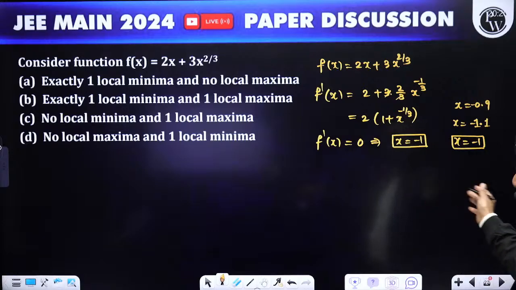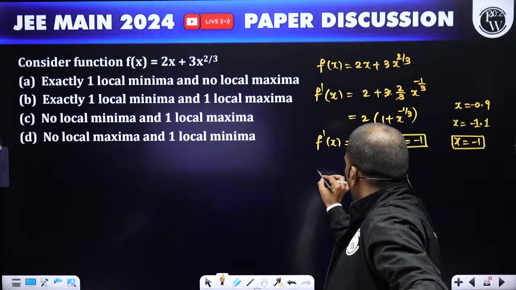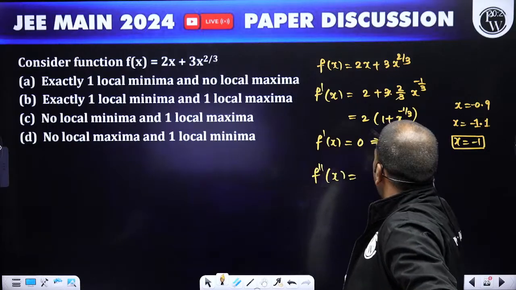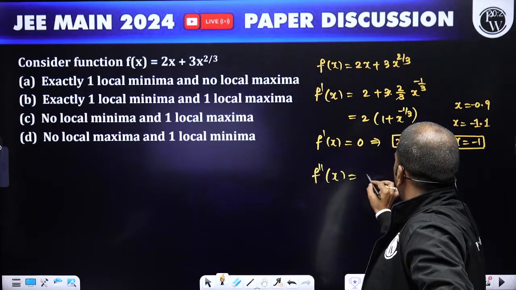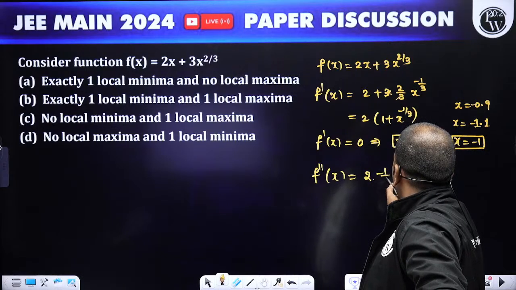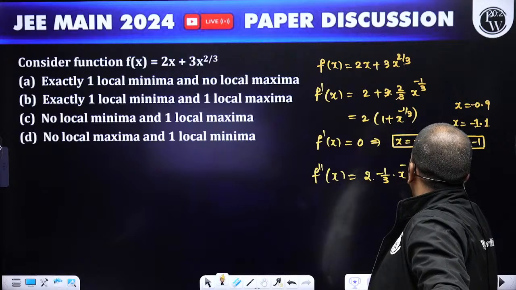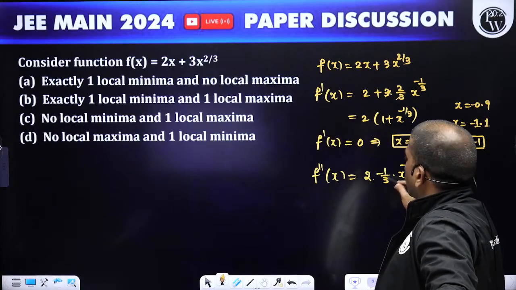So left side or the right side. Maybe if you want to go with the second derivative, if you have any confusion here, that is also simple. So 2, that is 0. So 2 times minus 1 by 3 into x power minus 1 by 3 minus 4 by 3. So this is always negative. So the second derivative is negative.